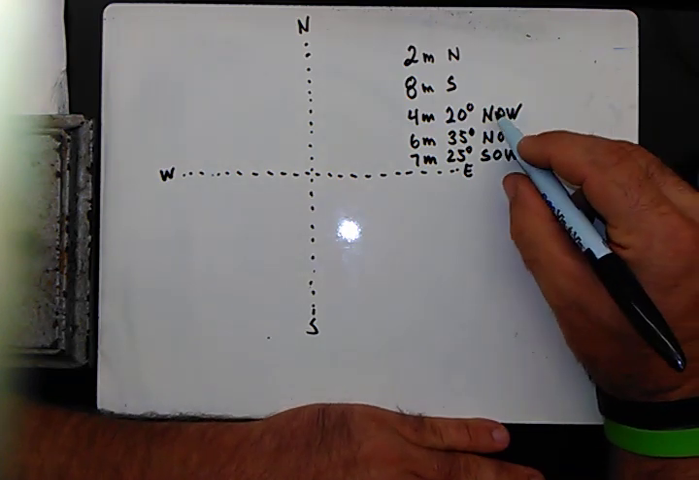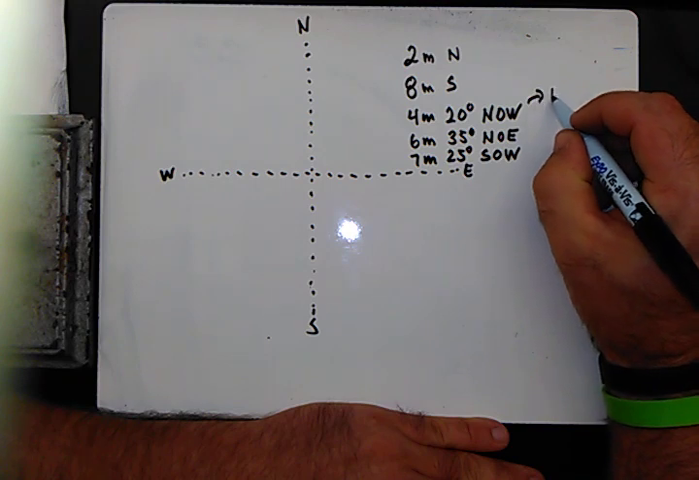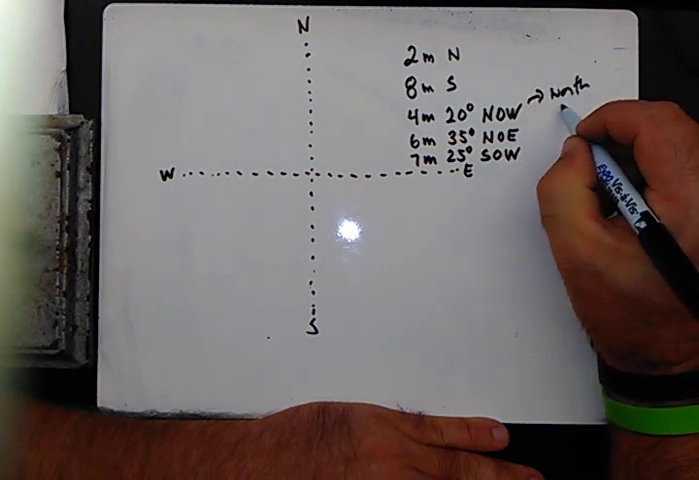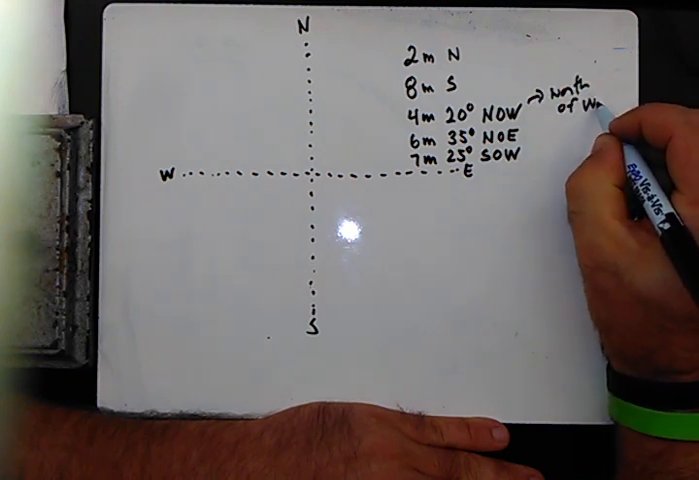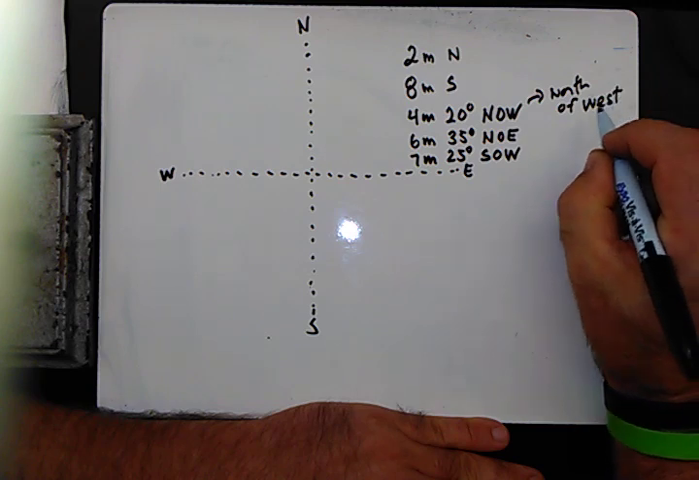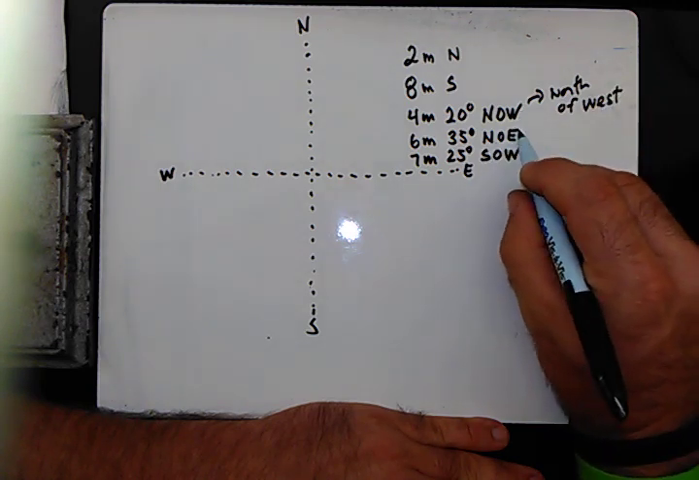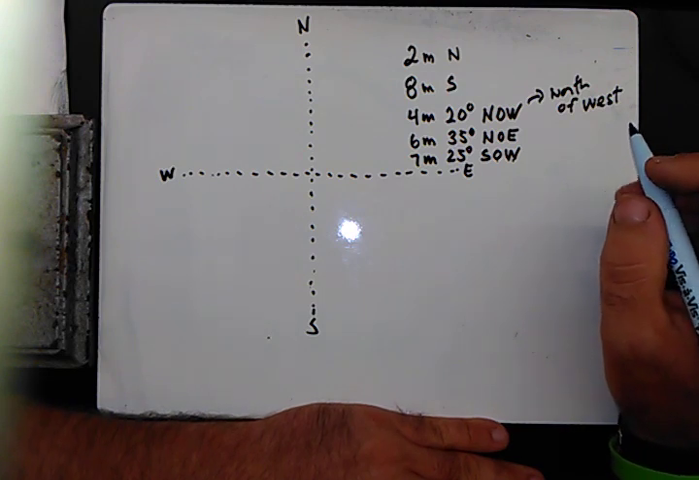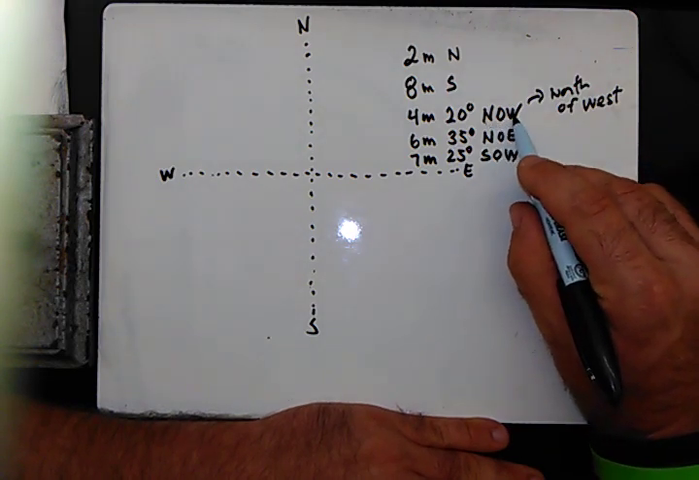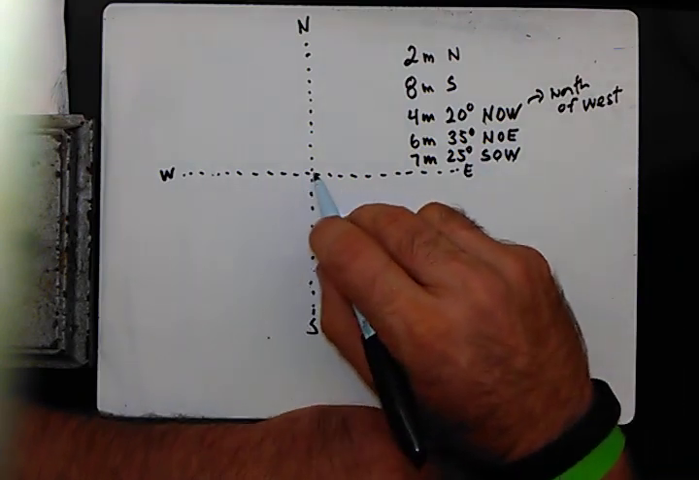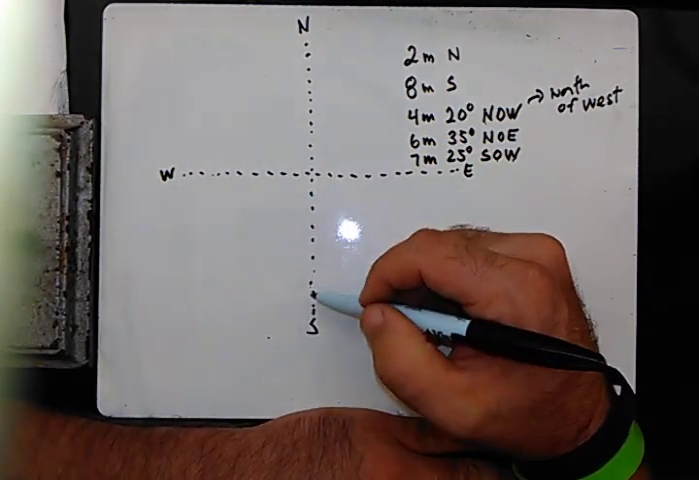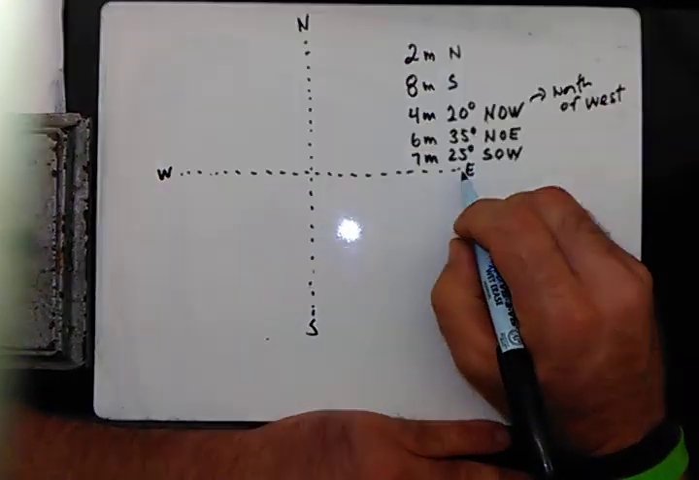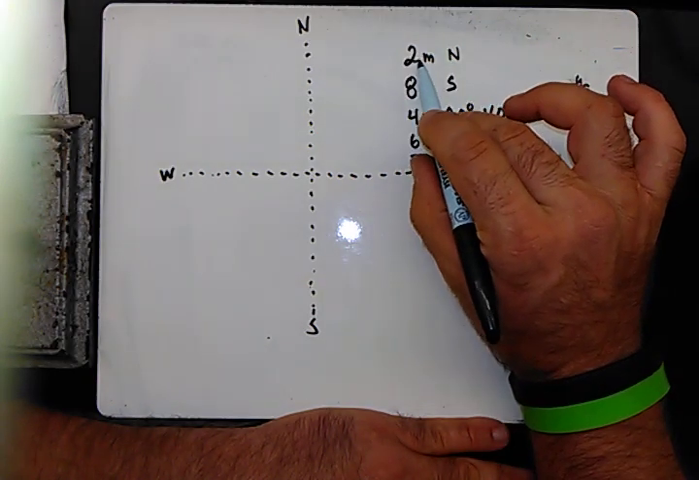Now, this is new to you guys. We're going to know that this represents north of west. North of west, north of east, south of west. And how we really want to express that is like north of the west line. So here's the west line, here's the south line, here's the north line, here's the east line. So let's take a peek at what we have.